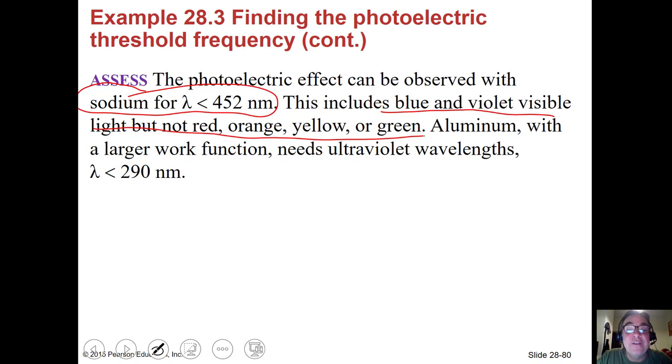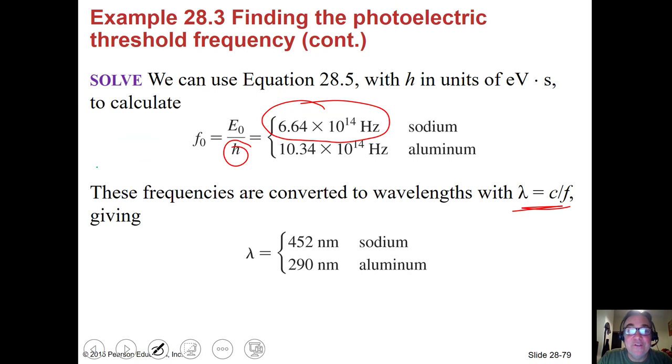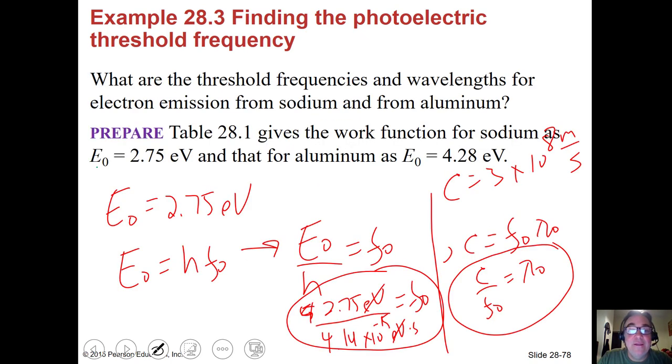Aluminum with a larger work function needs ultraviolet of 290 nanometers or less. Okay, so as you can see from the work functions here, it's harder to liberate electrons from aluminum because the work function is bigger. In other words, the ticket cost is more, right? 4.28 versus 2.75.